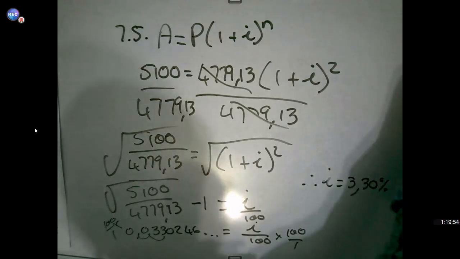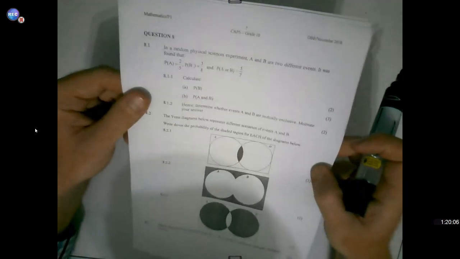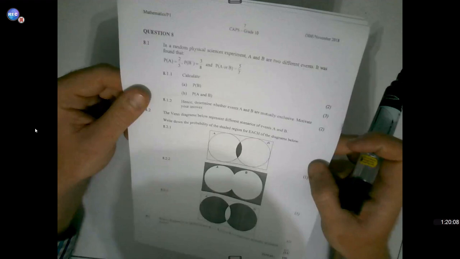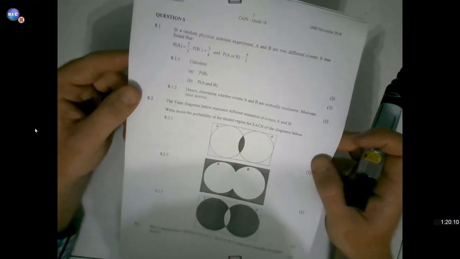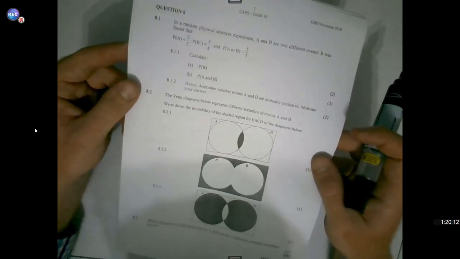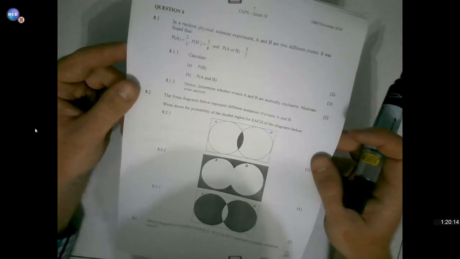Which brings us to our last question for this paper. Question number 8, which is probability, ladies and gentlemen. And you can see all the Venn diagrams and stuff that's given to you. So just have a look at it quickly. Hopefully you can see everything. But remember, these papers are available on the GDE website as well. Okay, let's jump into it.